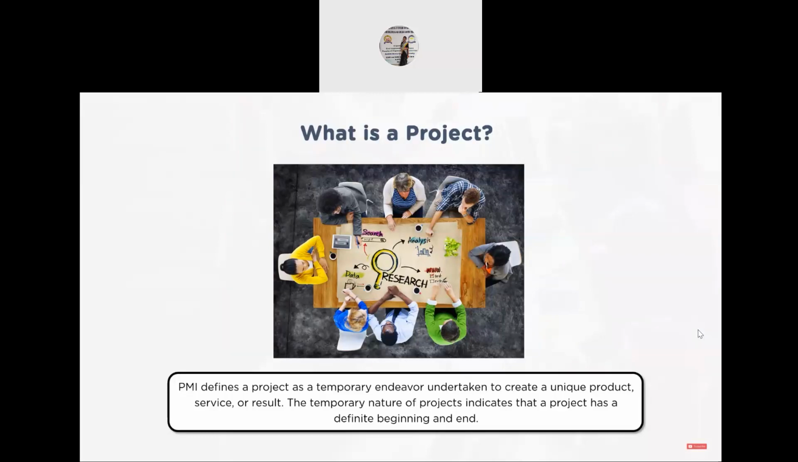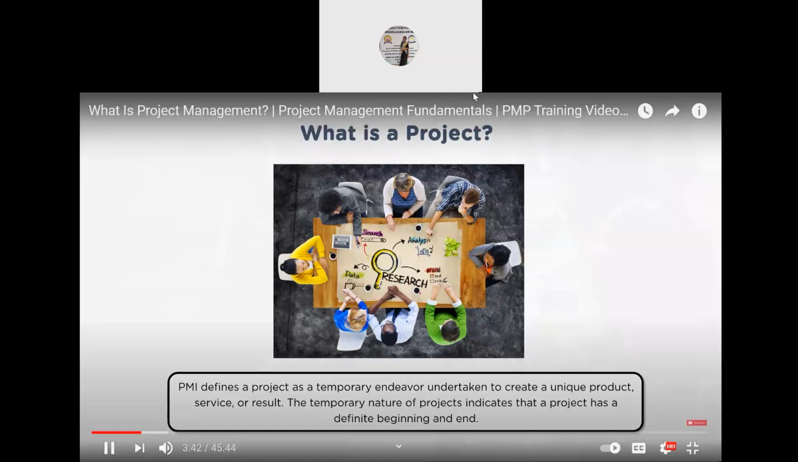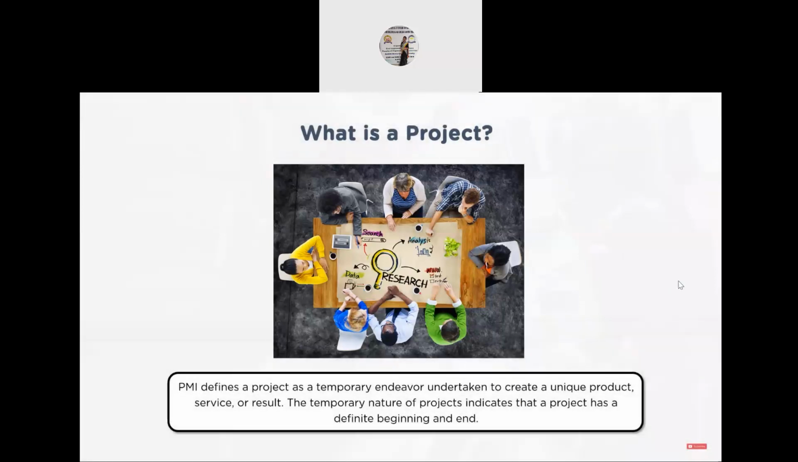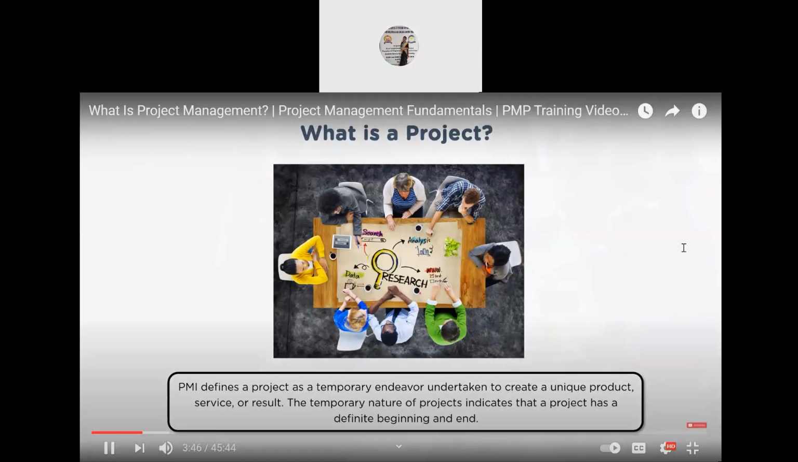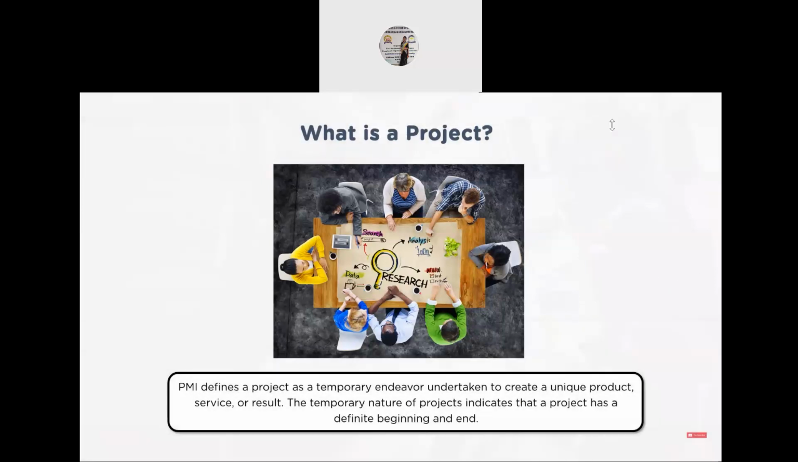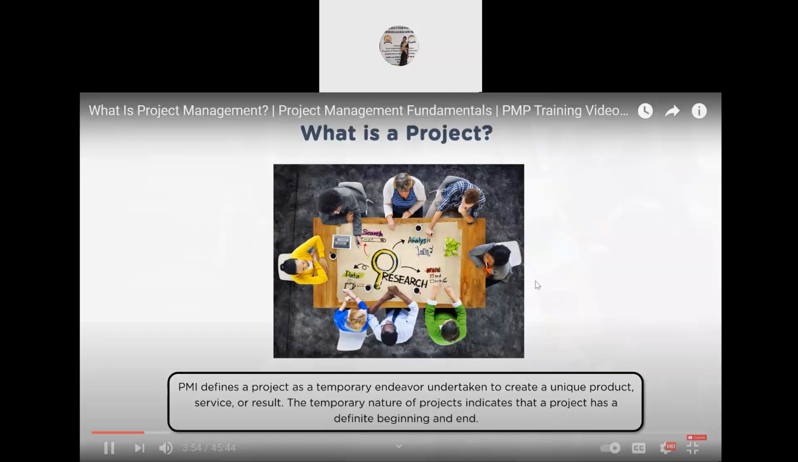But the output of every project is unique because it is unique in terms of all the six constraints we just discussed. Now, when I say product, it is very easy for us to visualize. It may be a desktop, it may be a laptop, it may be a car, it may be a machine, etc. But how do I visualize a service? The project's output is a service.